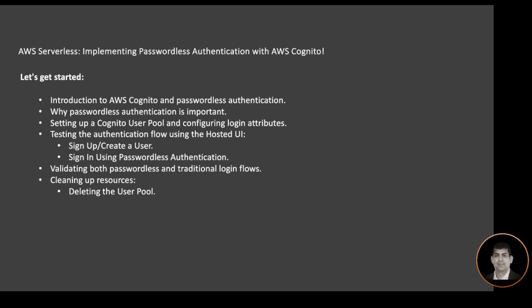Let's get started. We'll look at an intro to AWS Cognito and passwordless authentication, why passwordless authentication is important, setting up a Cognito user pool and configuring login attributes, and then testing the authentication flow using the hosted UI, which is provided by AWS. We'll sign up or create a user, and then we'll sign in using passwordless authentication, validating both passwordless and traditional login flows, and then at the end we'll clean up the resources like deleting the user pool.